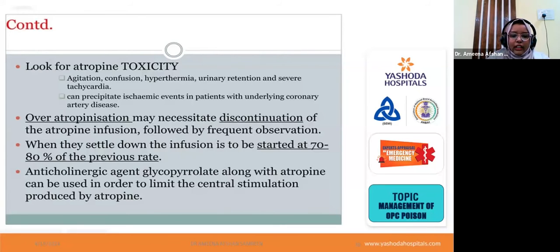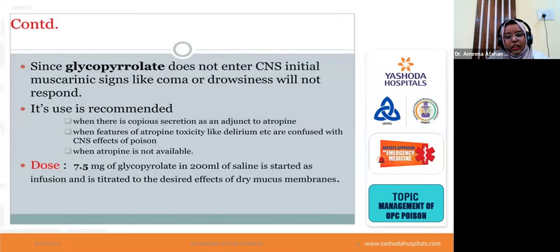Or we can use another anticholinergic agent like glycopyrrolate along with atropine. It can be used along with atropine or as a single agent. But many studies have shown that using atropine plus glycopyrrolate is more beneficial than using a single agent. But glycopyrrolate does not enter the CNS; it doesn't cross the blood-brain barrier. So central features like coma and drowsiness will not respond. So when do we use it? When there are copious secretions, as an adjunct to atropine, when the features of atropine toxicity have come, and when atropine is not available. The usual dose is 7.5 mg of glycopyrrolate in 200 ml of saline, started as an infusion and titrated to the effects.